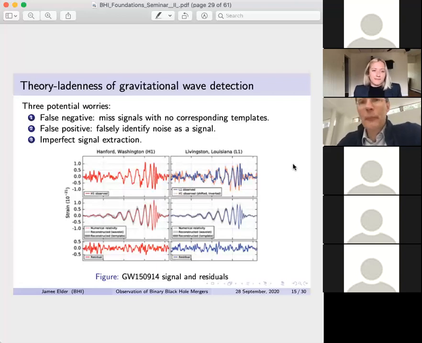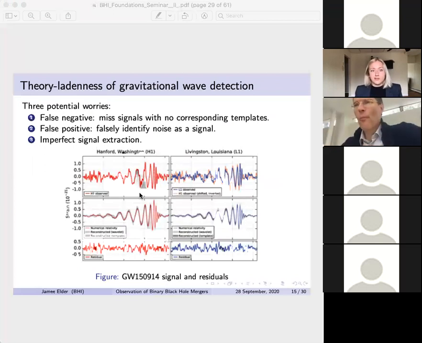The concern that I'm most worried about is somewhere in the middle, and that's my bullet point 3, which is imperfect signal extraction. So this is the case where you successfully detect a gravitational wave, but the signal that you extract doesn't completely represent the gravitational wave. So essentially there's some kind of mismatch between the template and the actual signal that it's extracting.